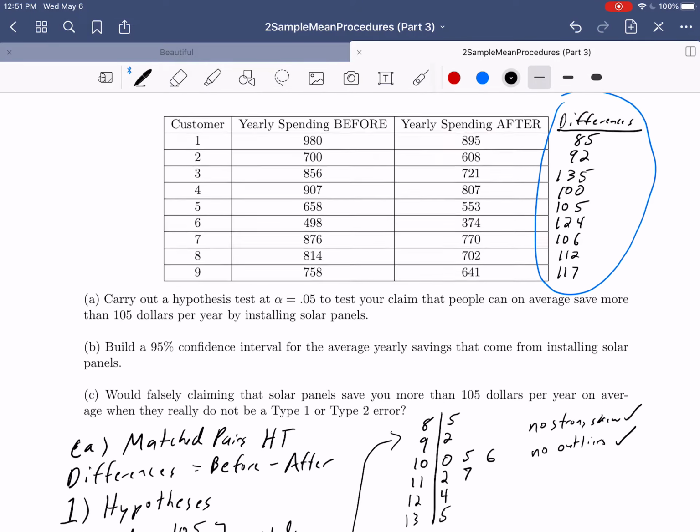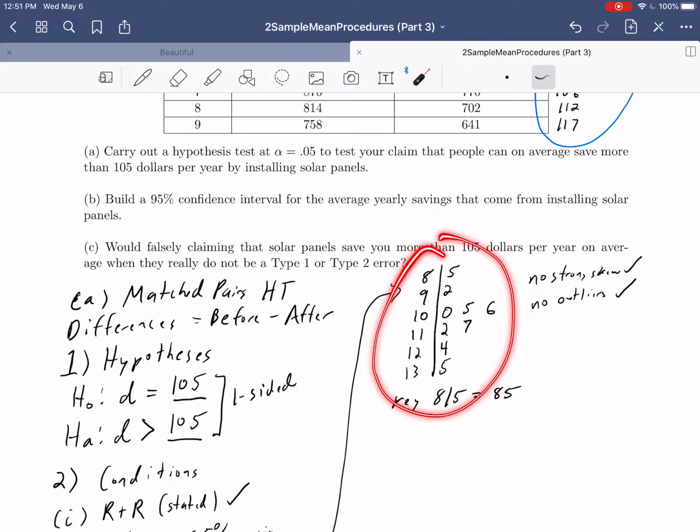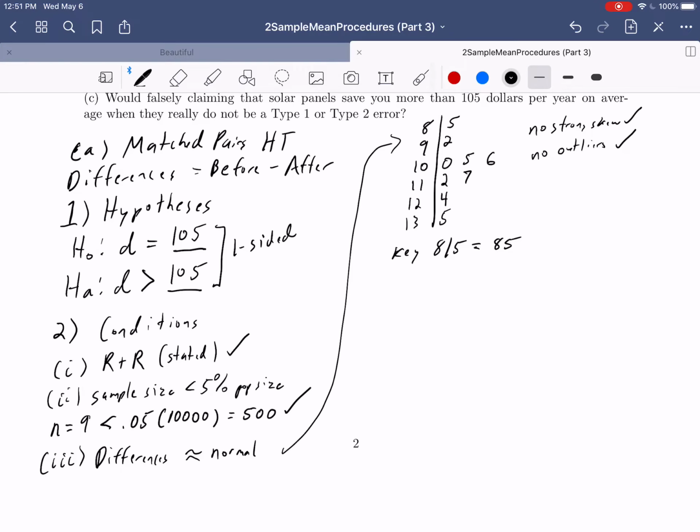Notice that when I did this, we again completely ignored the before and after data. Once you've calculated those differences, that's what you're going to be using for the entirety of the computation. So all we cared about was the distribution of the differences. Okay, so all the conditions are satisfied. We can move on to the test statistic.